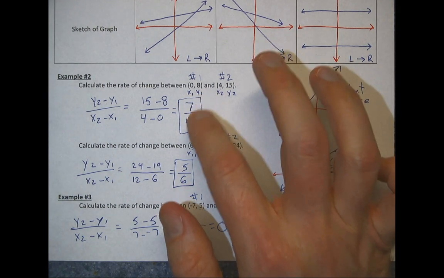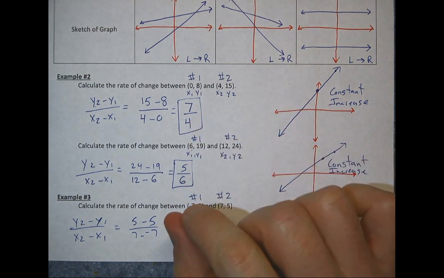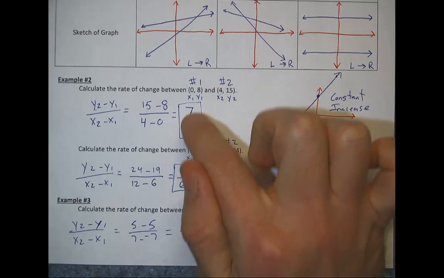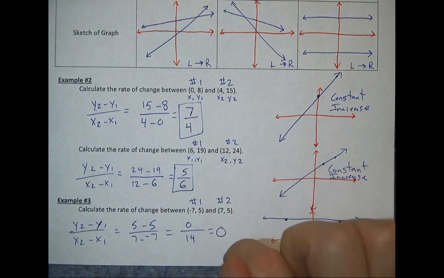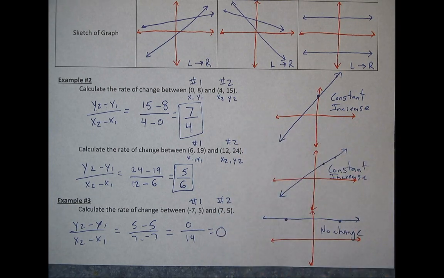But if one of them's negative, and it doesn't matter which one, the top one or the bottom one, if just one of them's negative, that makes the whole value negative. You don't have to put it on the bottom or on the top. You can put it out front at that point. The whole rate of change is negative, and that would represent a constant decrease.